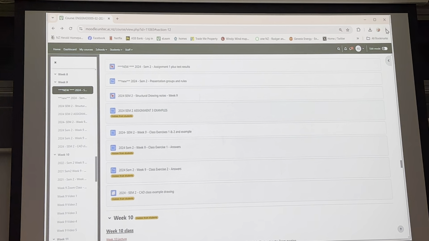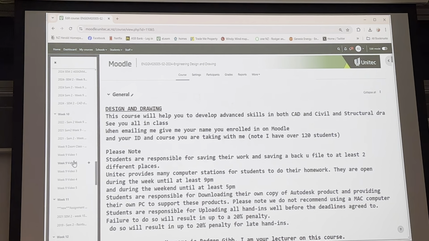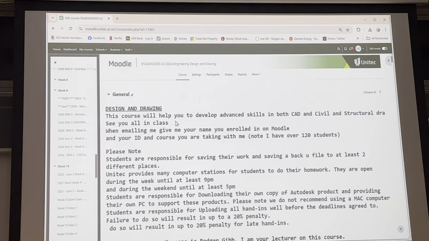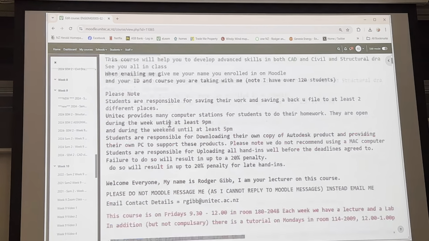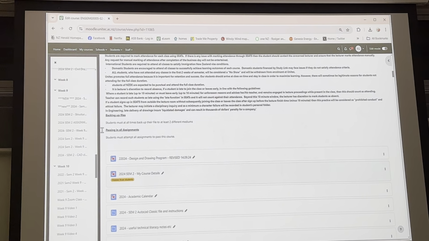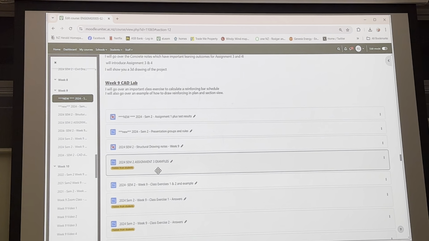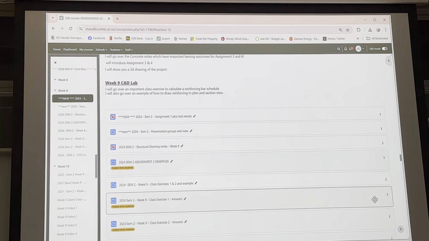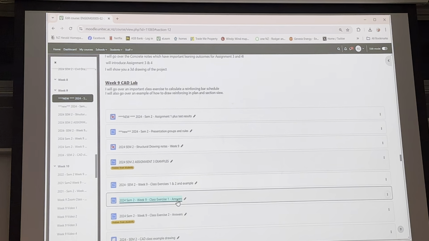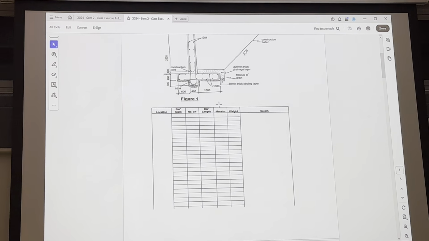I'll make an example answer available. Here we are. So, week 9, example answer 1. It's available now, the model answer.